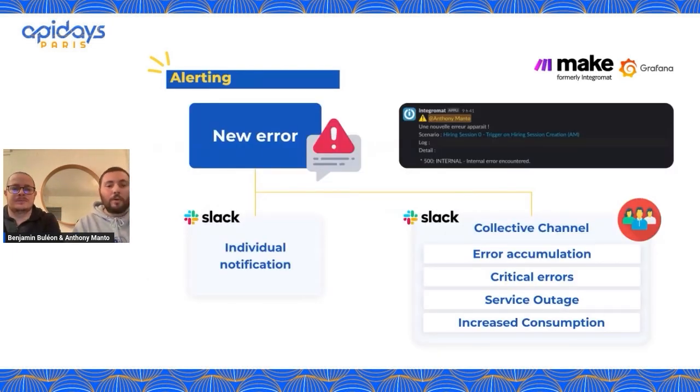We also have our own alerting system. As I said, every scenario, every automation, has an owner. So now when a scenario ends in an error, the owner receives an individual notification. And we also created a collective channel. This channel helps us to know when we have a very important error, for example, an error accumulation on an automation, a service outage, or a big increase in our consumption.